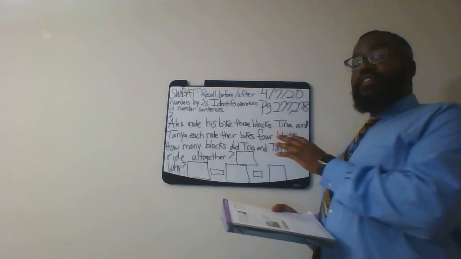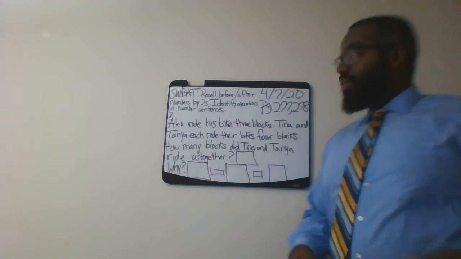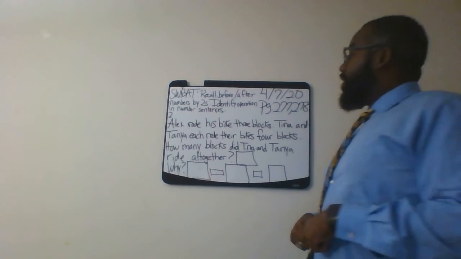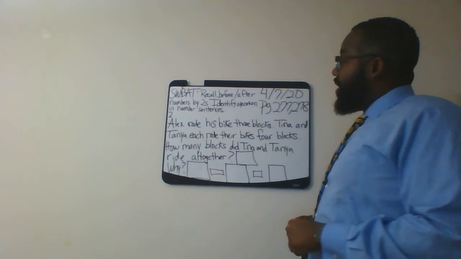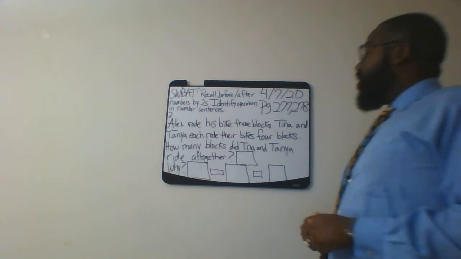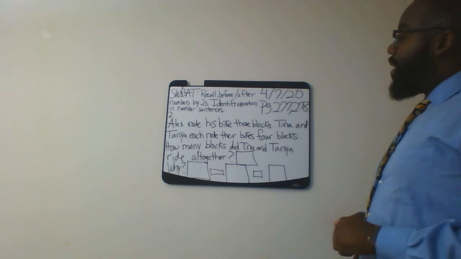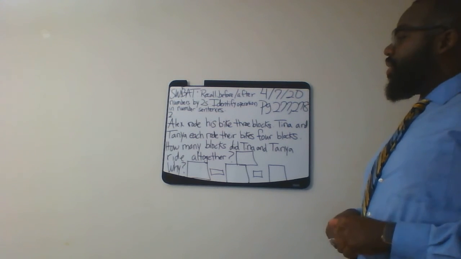So let's read it first to find out what that problem is so we can circle it. So Alex rode his bike 3 blocks. Tina and Tanya each rode their bikes 4 blocks. How many blocks did Tina and Tanya ride all together?